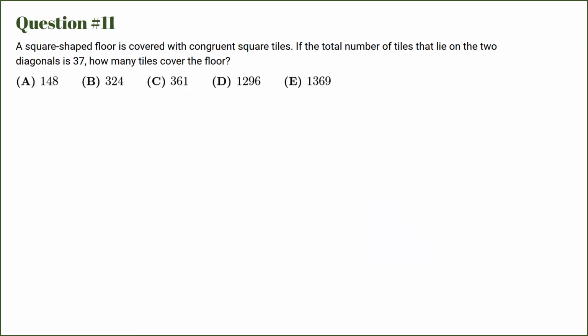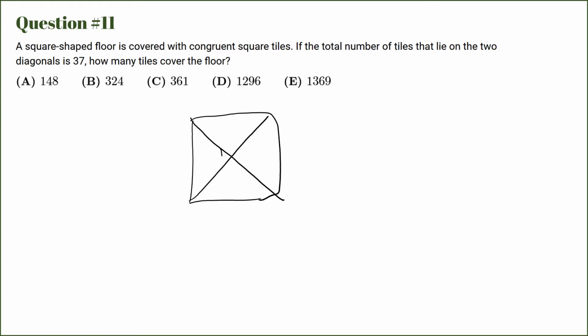Question 11 states, a square-shaped floor is covered with congruent square tiles. If the total number of tiles that lie on the two diagonals is 37, how many tiles cover the floor? Okay, so let's look at this.